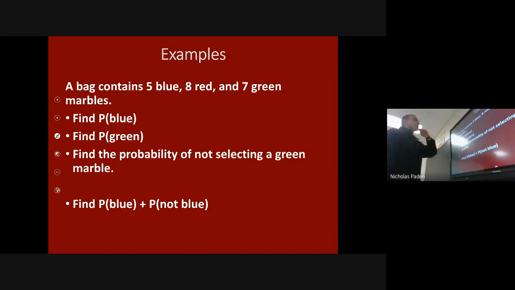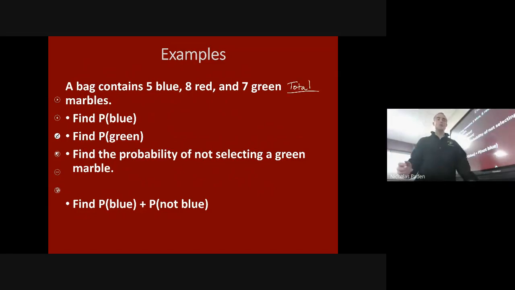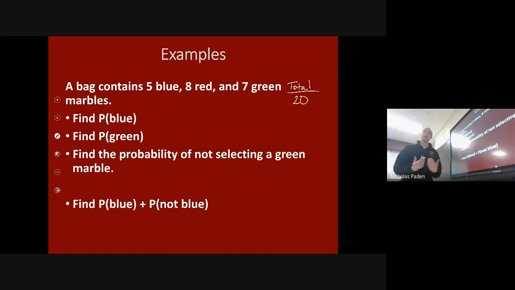Okay, so the first thing that we need to do when we have these number of marbles is figure out the total number of marbles. And so add those up, because remember, the probability ratio is the number of favorable outcomes over the number of total outcomes. We need to know what the number of total outcomes is. We're reaching in and pulling out a marble, so we need to figure out how many total marbles there are. 5 plus 8 plus 7 would be 20. So there are 20 total marbles. Every probability is going to be out of 20.